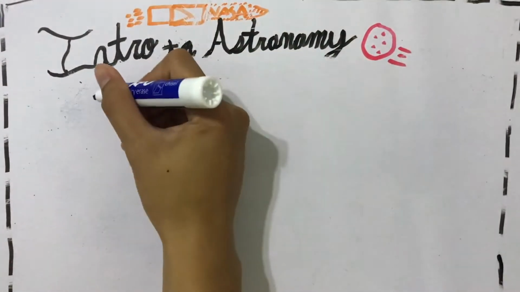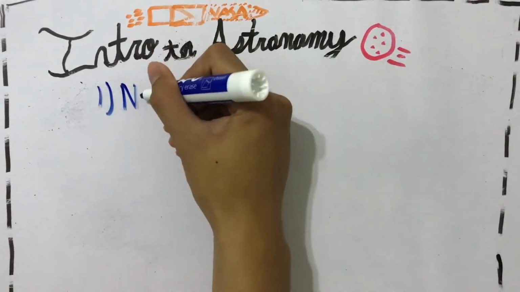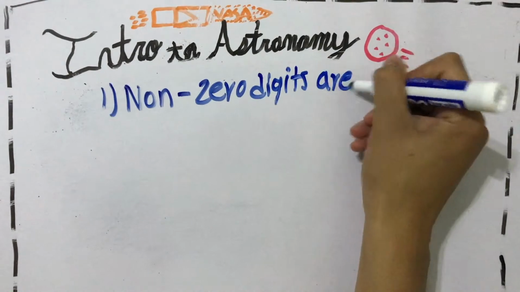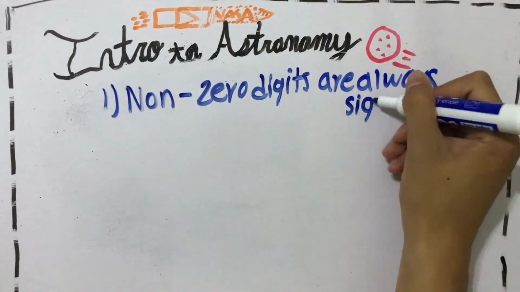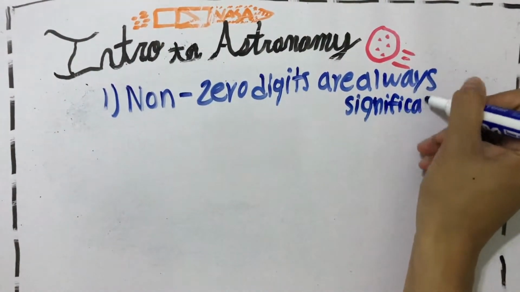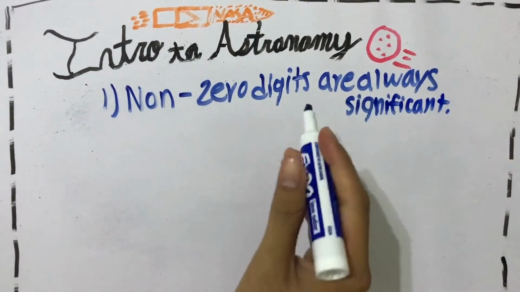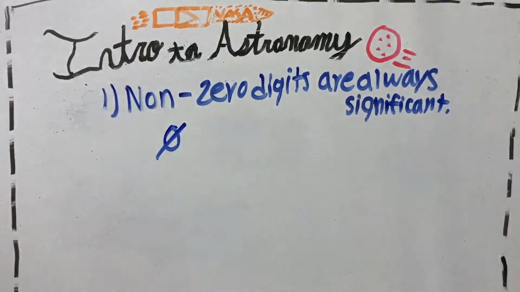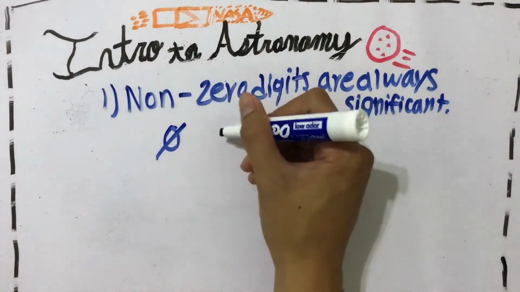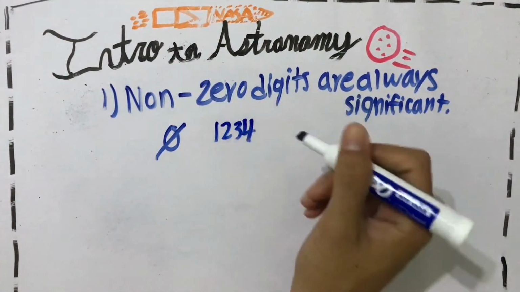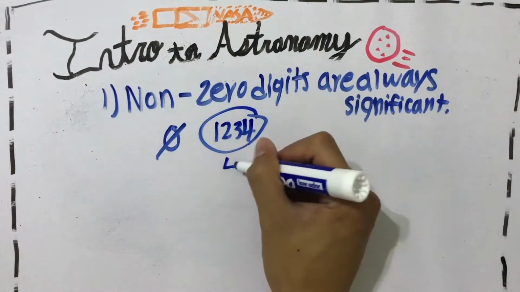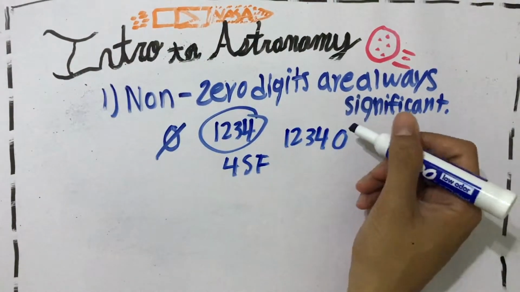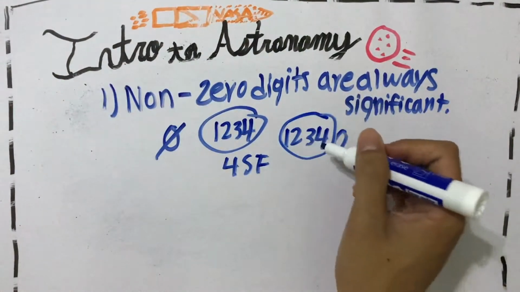The first one is that non-zero digits are always significant. So what does this mean? This means that any number that isn't 0 would be counted as a sig fig. For example, if we have 1, 2, 3, 4, this would be 4 sig figs. If we have 1, 2, 3, 4, 0, only the first 4 would count as sig figs.